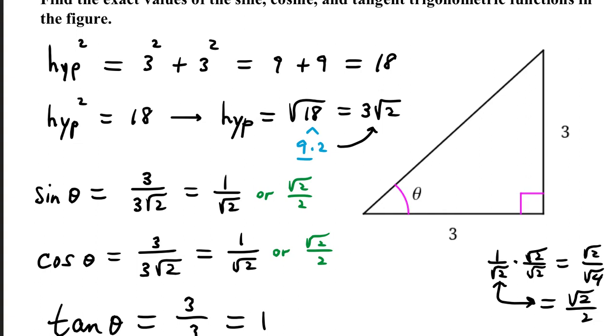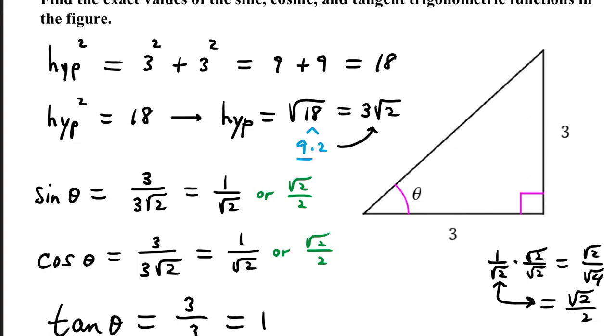Since 18 has a perfect square factor, we could rewrite 18 using 9 times 2. Square root of 9 is 3. Square root of 2 is irrational, so we leave it under a radical. Using our Sohcahtoa acronym, we can build sine. Sine is opposite over hypotenuse, 3 over 3 square root of 2. The 3's cancel, so that leaves 1 over square root of 2.